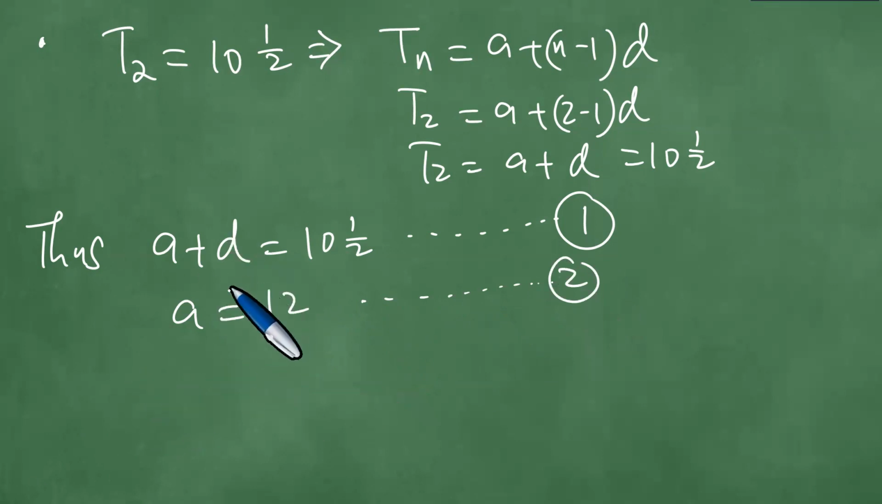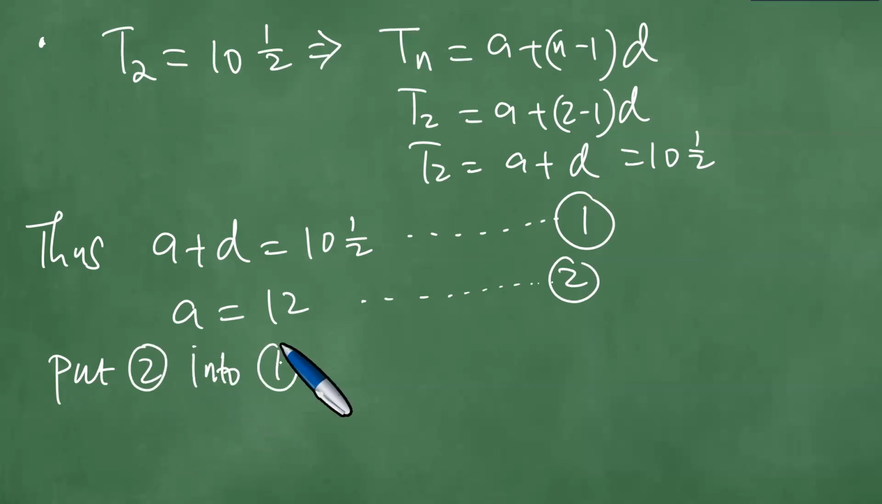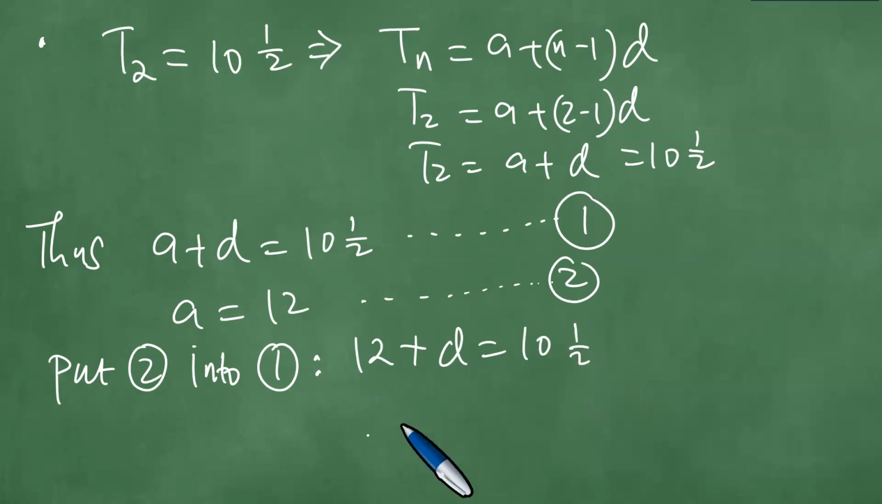So we want to find d. Is it a quadratic equation? We have 2 equations. Obviously, the question is, is it quadratic? Well, it can boil down to a quadratic equation, but now something is to say put 2 into 1. So in the place of a, you put 12, plus d equals 10 and 1/2.